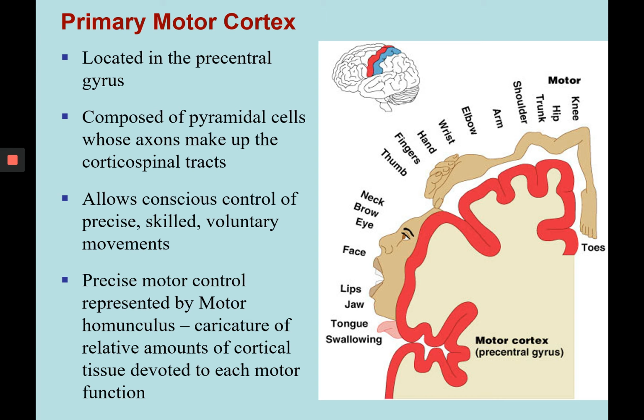that of skeletal muscle. Precise motor control is represented by the motor homunculus, and this is the cartoon or the caricature we just talked about. What it's showing us is that relative amounts or certain parts of the cerebral cortex are dedicated to controlling different parts of the body, and that the areas where the structures appear larger mean that there's more of the cerebral cortex dedicated to the motor movement of that part than the parts that appear smaller.